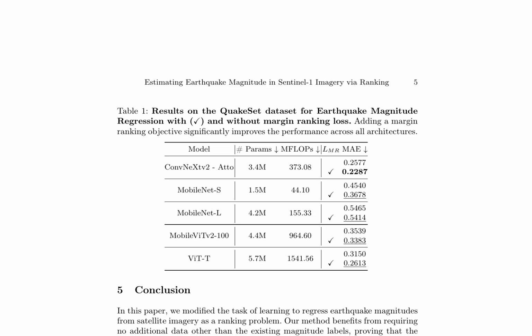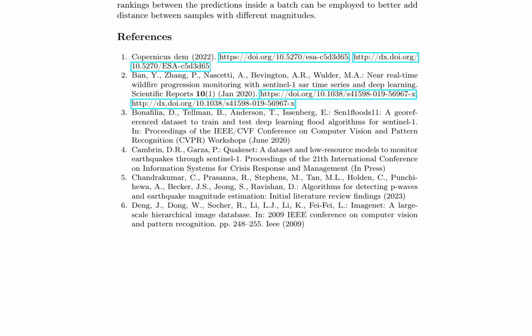Various architectures, including ConvNeXt, MobileNet, MobileViT, and ViT, are compared with and without the margin ranking loss. The addition of the margin ranking objective significantly improves performance across all architectures, as measured by the MAE metric. The best performing model, ViT, achieves an MAE of 0.2613 with the margin ranking loss, outperforming baseline models. This suggests that the ranking-based approach can effectively capture the relationships between earthquake magnitudes and Sentinel-1 imagery features.